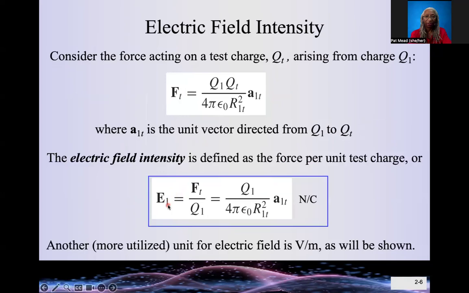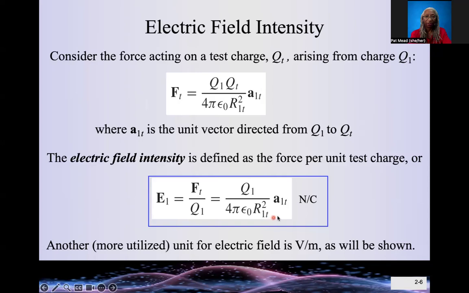So this electric field is based on the presence of Q1. It creates a field around itself, an electric field. And if you place another charge inside of that electric field, it will experience a force. The force will be either attracted towards Q1 or repulsed from Q1.